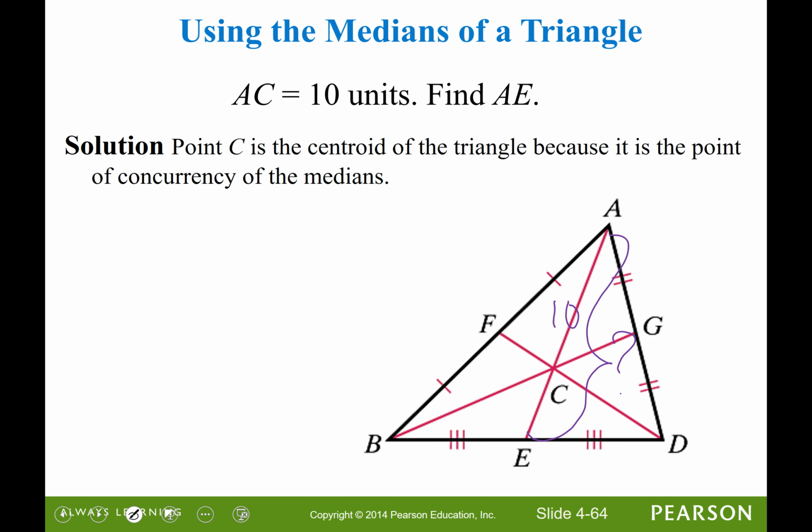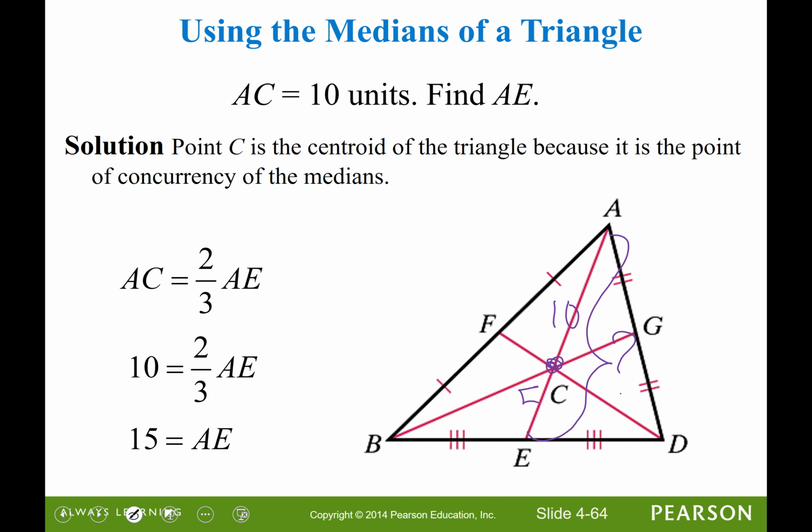Okay, so point C is in fact the centroid because it is the point of concurrency of the medians. And if we do our fraction work, then A to C is 10, 2/3 of that times AE. We would multiply both sides of the equation by 3/2. And we would get that the whole thing is 15 units. Oh, this just happens to be the numbers that we used in that little example that I sketched. So this is 5 units here, and then the whole thing would be 15.